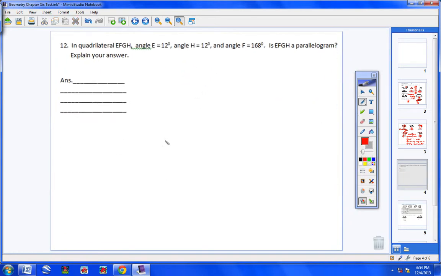In quadrilateral EFGH, let's write that down. Let's make it look any way we want to. We don't have to be picky. There you go. There's a quadrilateral. Okay? There it is. EFGH. It doesn't matter where you start with the letter E, as long as you go clockwise and you go in order. E, then F, then G, then H. So here's my quadrilateral EFGH.